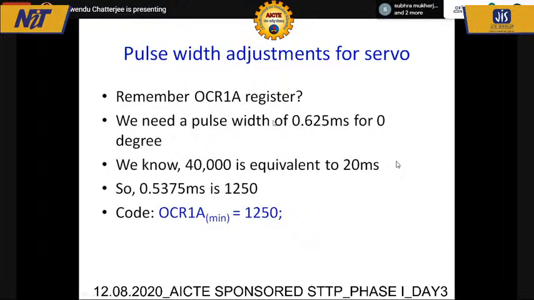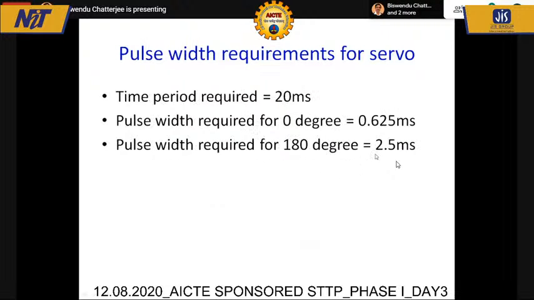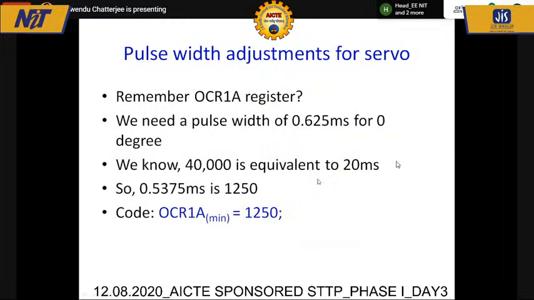The OCR1A register will control this pulse width, obviously. Now 40,000 is equivalent to 20 milliseconds. What we need is 0.625. Sorry, there is a typing mistake. It will be 1250 for 0.625 milliseconds.